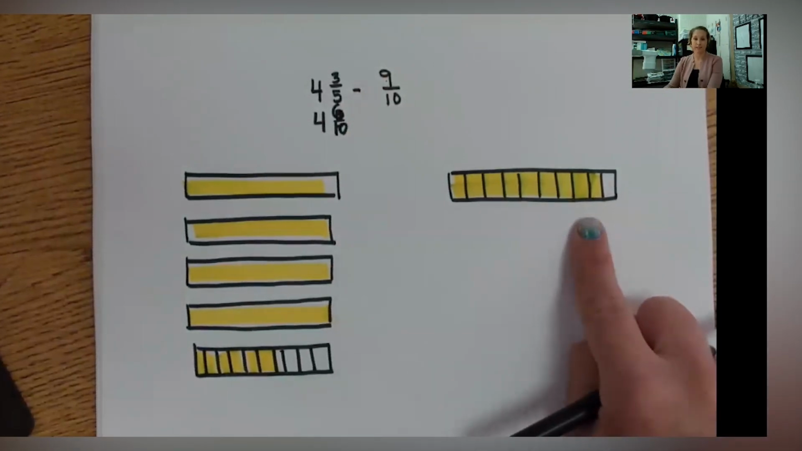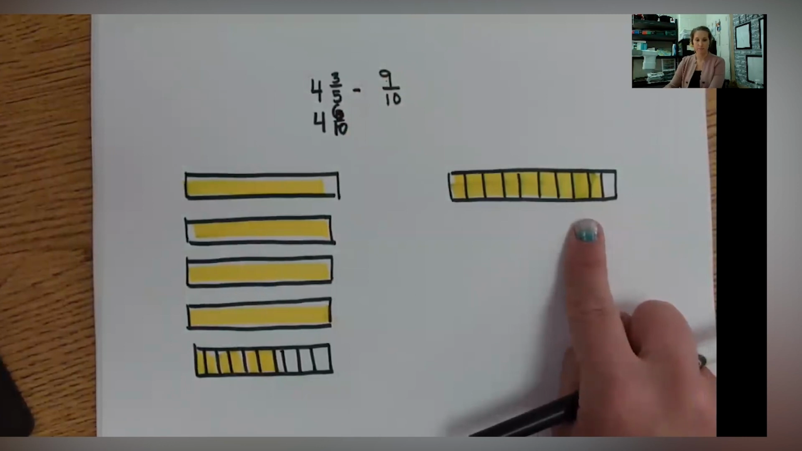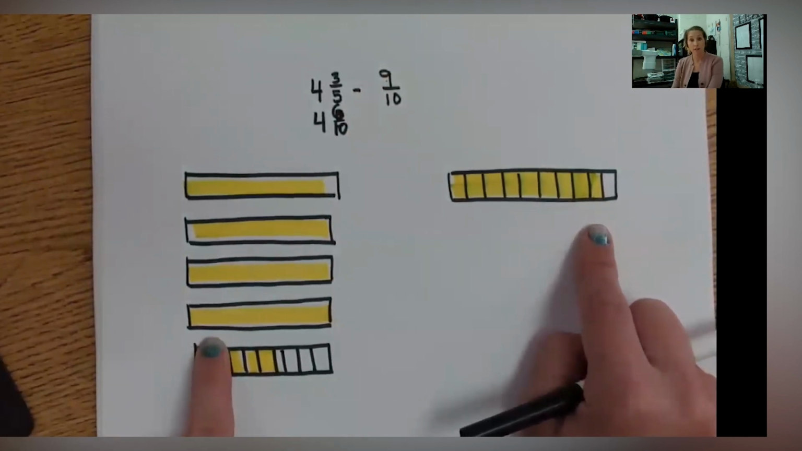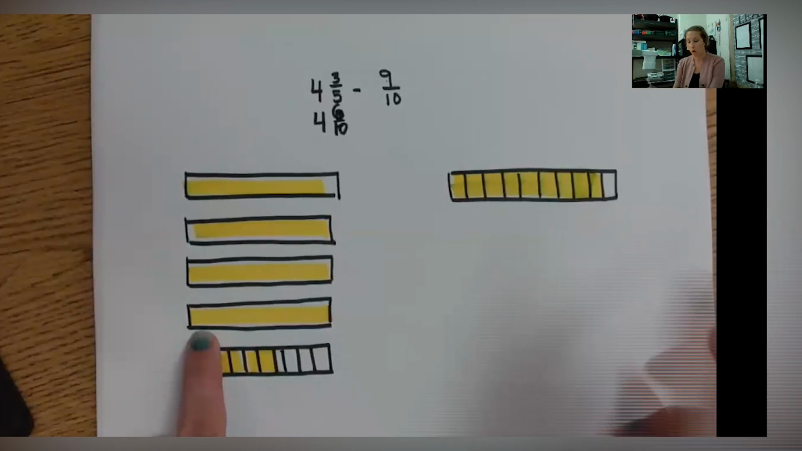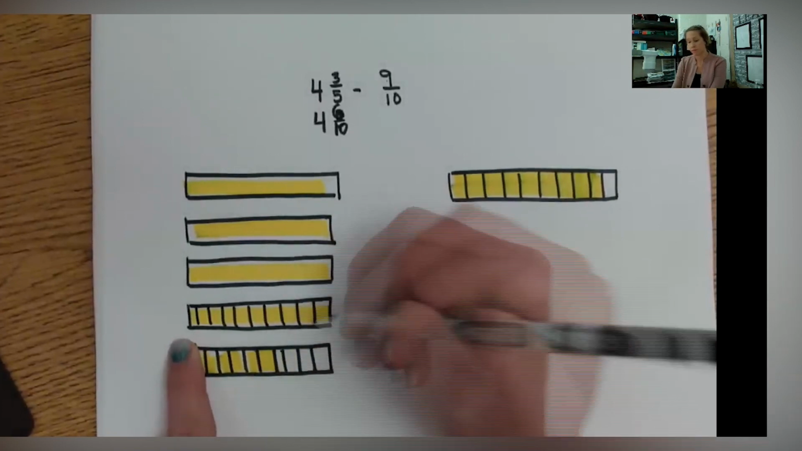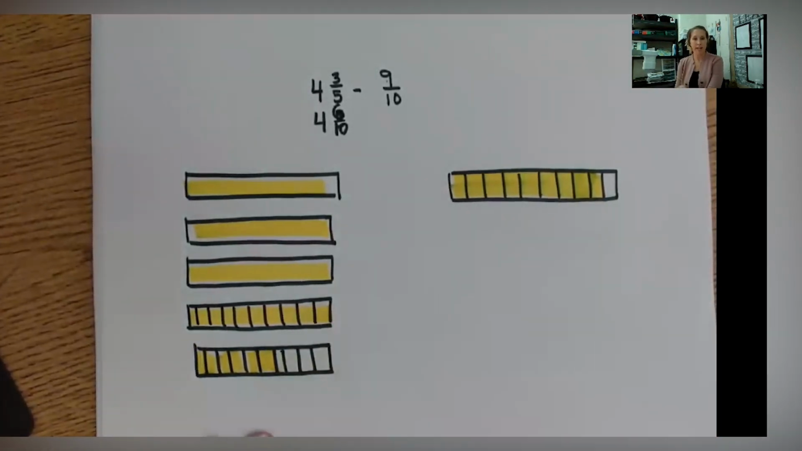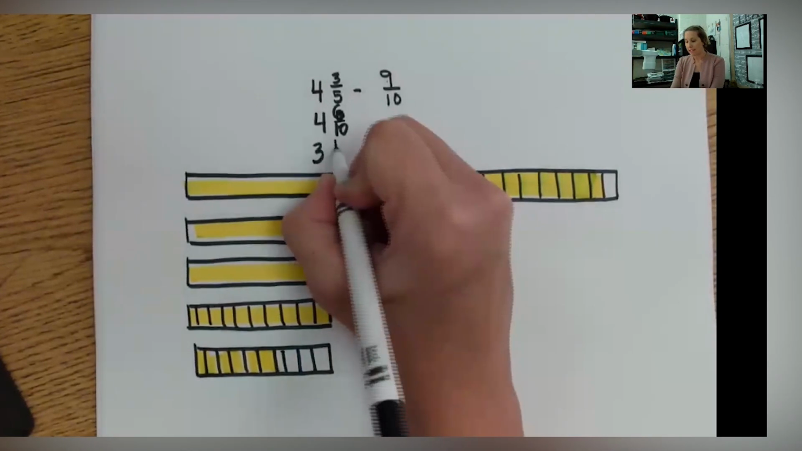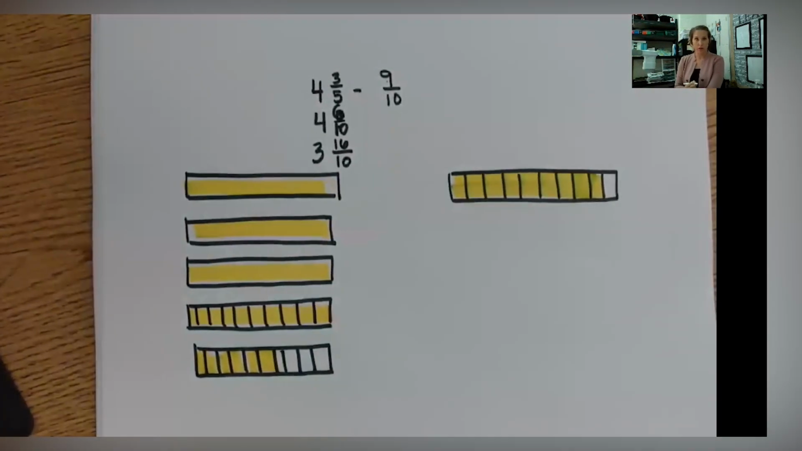Is there enough tenths to take away 9/10? You're right, there's not enough. So what can we do? Good thinking. We can break apart one of our wholes, another whole. This is called regrouping. So I'm going to take one of my wholes and I'm going to cut it into 10 pieces. Now I have how many tenths? 10, 11, 12, 13, 14, 15, 16. So now I could rewrite this fraction to say it is 3 and 16 tenths. Do you agree with that?